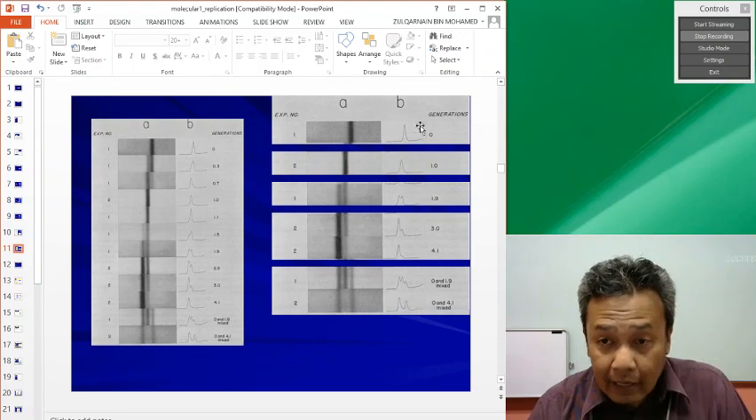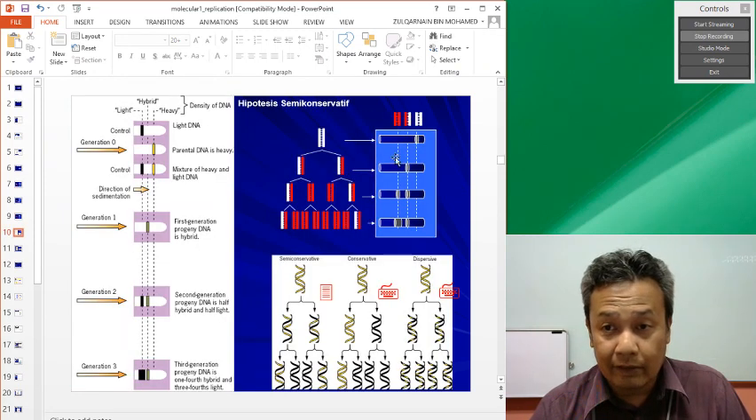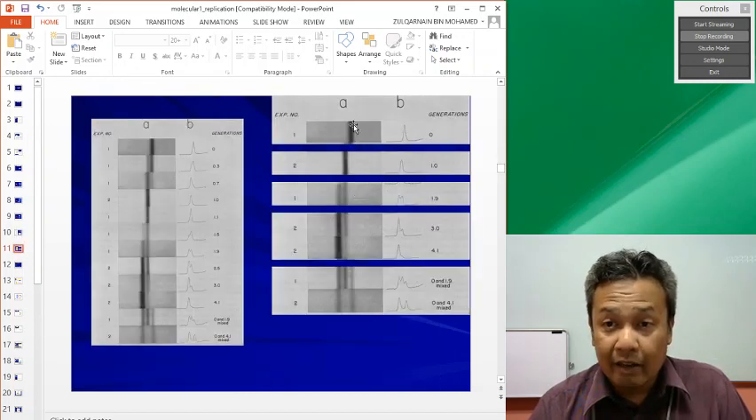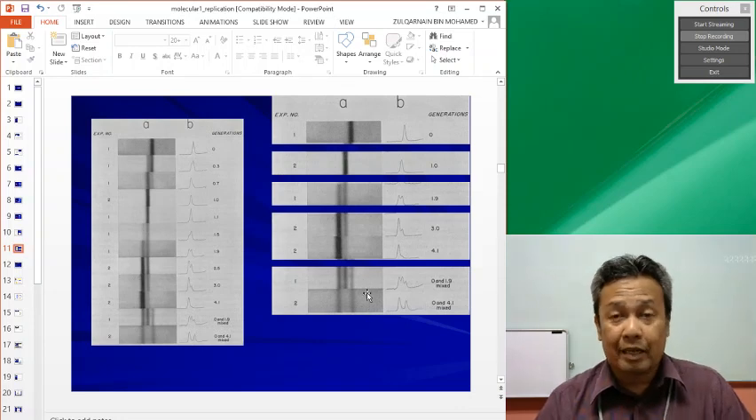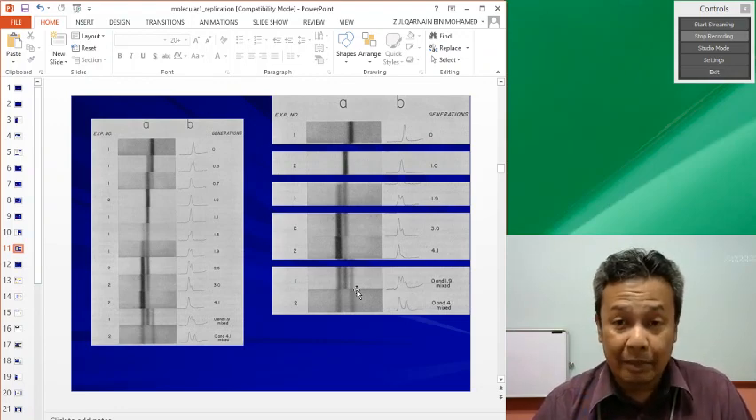And you can see the outcome of the experiment mimics semi-conservative replication. You have 15N, then one band in the middle, and then 14N, and it goes on. So this is what you see in the experiment. Here is the 15N, here is the middle, here is the 14N, and the 14N gets thicker and thicker, and this is the control. From this experiment, they were able to show that DNA is indeed replicated in a semi-conservative manner. Alright, see you in the next video.